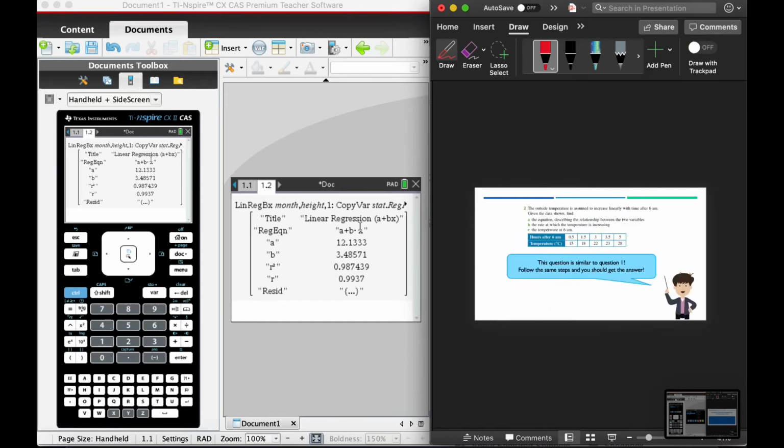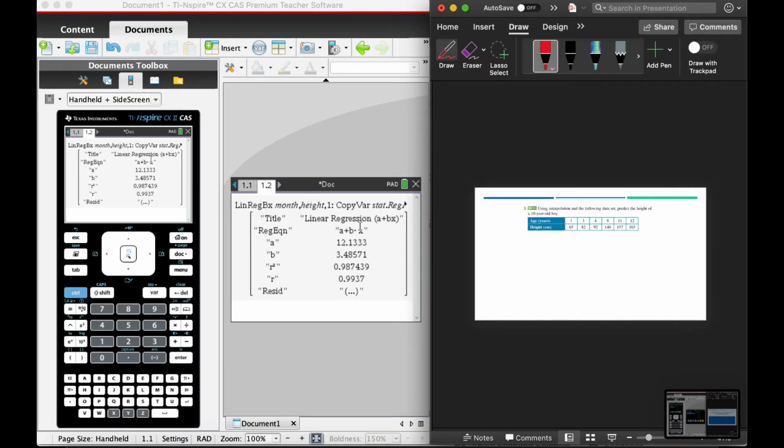Now, the next question is pretty much identical to the first question, just obviously a different data set. So if you follow the same steps that I've carried out in question 1, you should be able to get the answer for question 2 as well. Now, question 3 is just slightly a bit different.